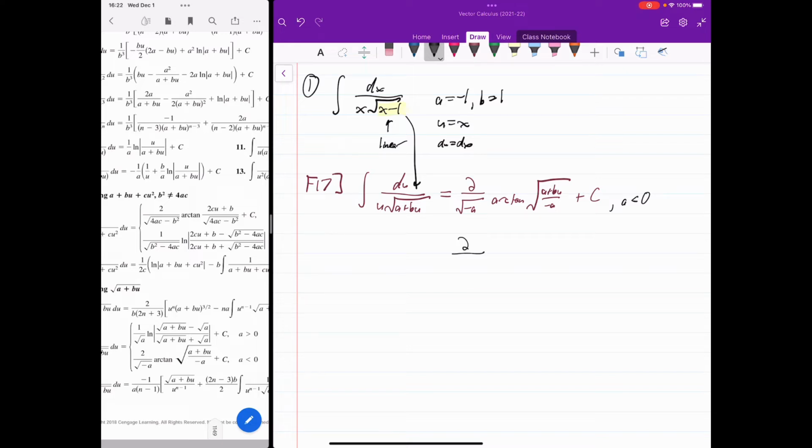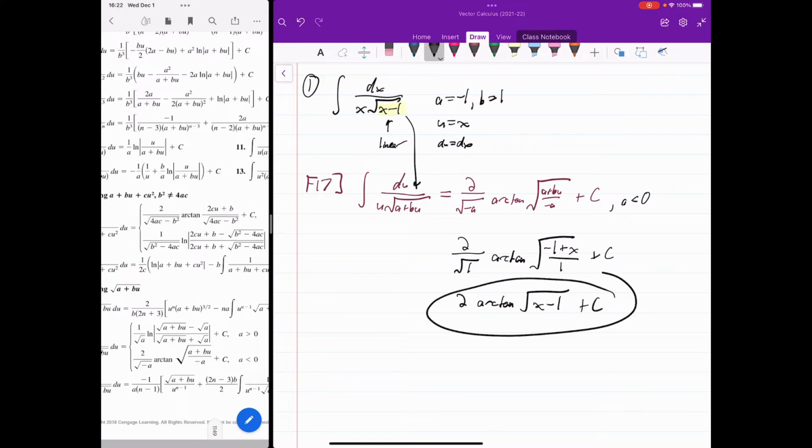Okay, so 2 over, substitute negative a would give me root 1 arctangent of radical negative 1 plus x over negative 1 plus c, or just quite simply 2 arctangent of radical x minus 1. Oh, I can make that a bigger radical x minus 1 plus c. And that's it. You wouldn't have had to do much except know that that's what the radical matched and looked like, and that would have been a lot quicker than having to reinvent the wheel every single time.